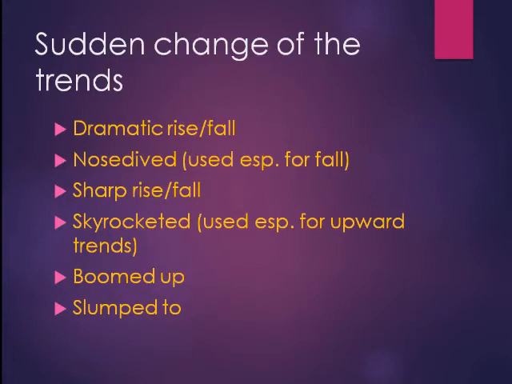If there are a lot of sudden changes, you can use dramatic rise or fall, nosedived, sharp rise or fall, skyrocketed, especially for upward trends. Skyrocketed is mostly used. Boomed up, slumped to. Boomed up is again used for anything which is going up, and slumped can be used for something suddenly going down. You can see that these short phrases are especially used for sudden change in the graph. Of course, there will be a lot of sudden changes in the graph. So for those sudden changes, you must use this sort of phrases in order to get good marks.